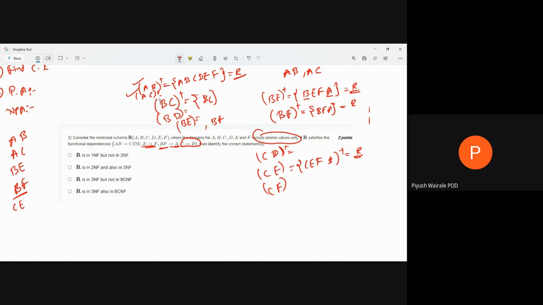What is CF then? CF: from C, I get B, and BF is also a key, right? So it will also give me R. So CF is also a key. So check for DE, DF. Now remaining are DE, DF. Then one more is EF, right? The combination of two is over then. Then we have to go for combination of three.